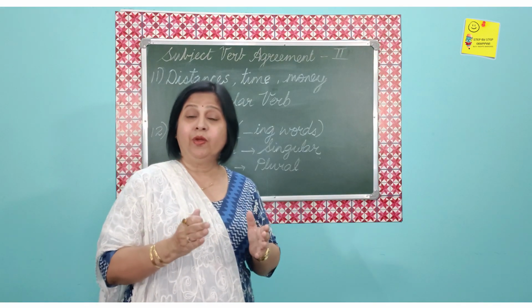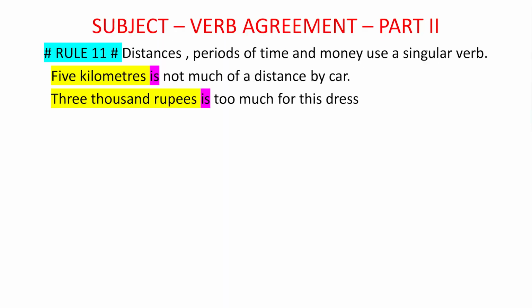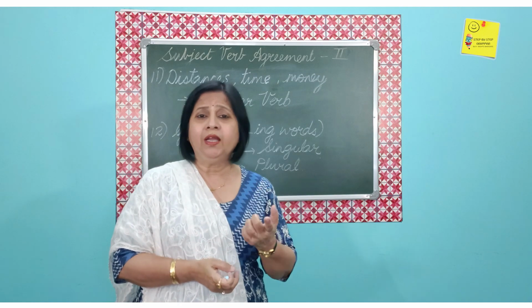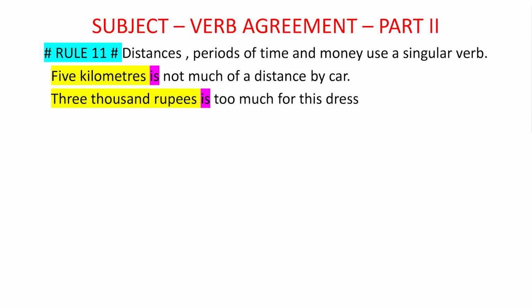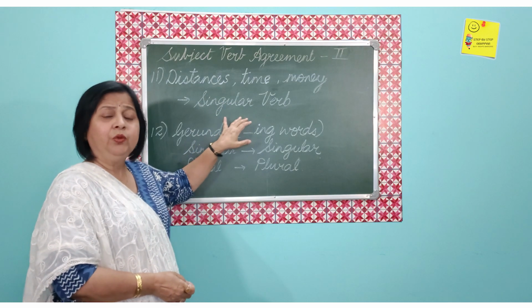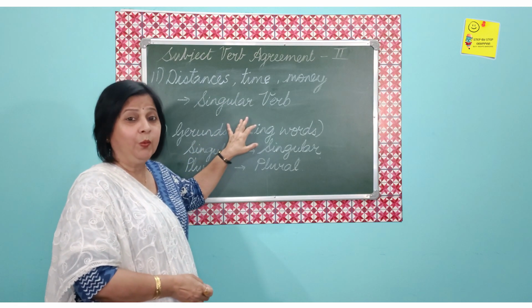Rule number 11: distances, periods of time or money always take a singular verb. For example, 5 kilometers, that's distance, is not much of a distance by car. It could also be 1 hour is not much of a distance by car. Or 3000 rupees is too much for this dress. So whenever you have these, we will always use a singular verb.